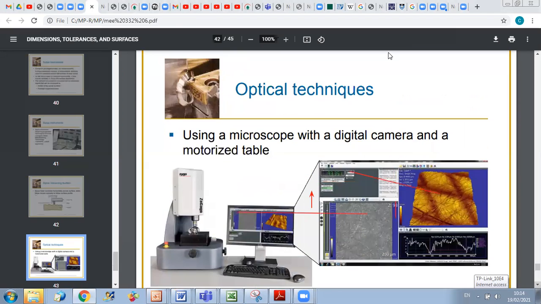Now, the third part is optical techniques. For example, we can use a microscope with a digital camera and a motorized table. This system is also a very accurate method. It can give you a 3D view of your surface, and it can also allow you to draw the profile for roughness of your surface. So this method can look at both the surface roughness and the surface integrity.